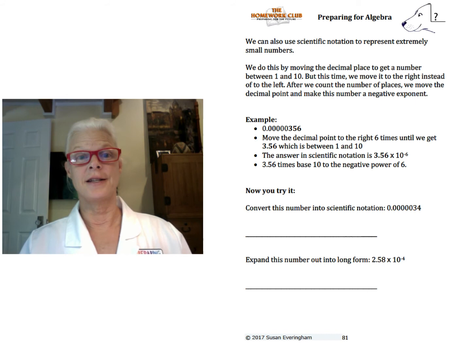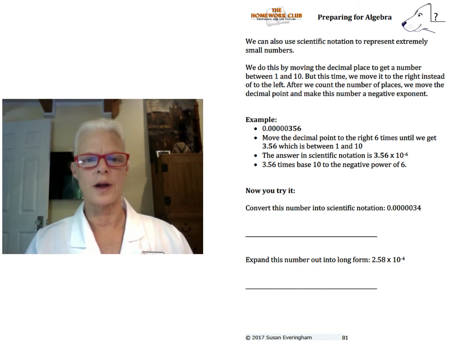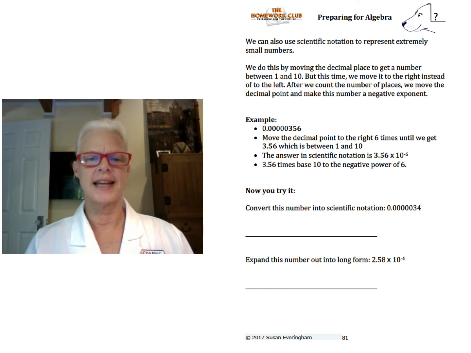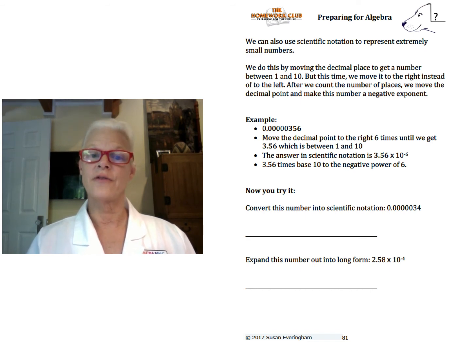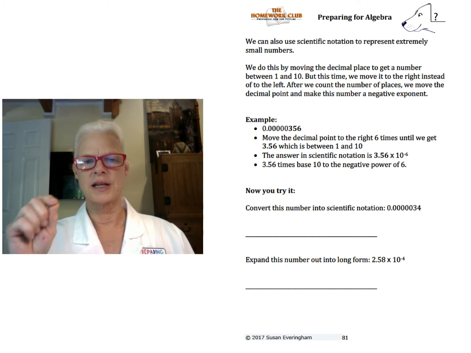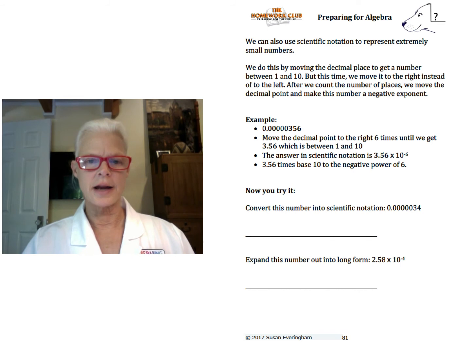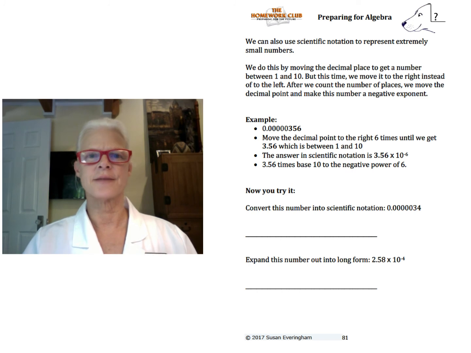Page 81, a continuation of scientific notation. So we can also use scientific notation to again represent extremely small numbers. And our example here is 10 to the -6. And the number 3.56, we're moving the decimal point from right after the 3, 6 spots to the left. I want you to try it and convert this really tiny number, put it into scientific notation, and then take this tiny number and make it a long form. One more page on this.